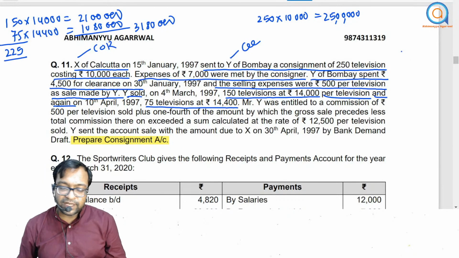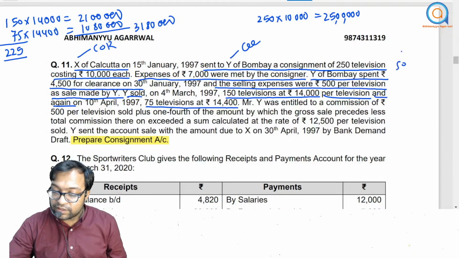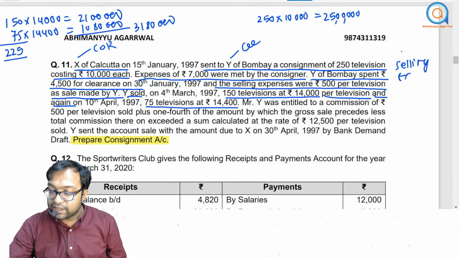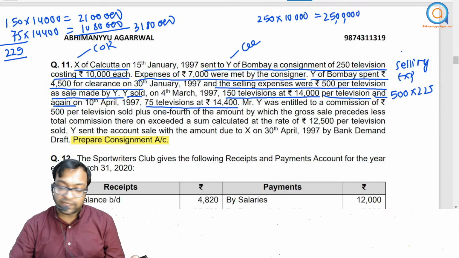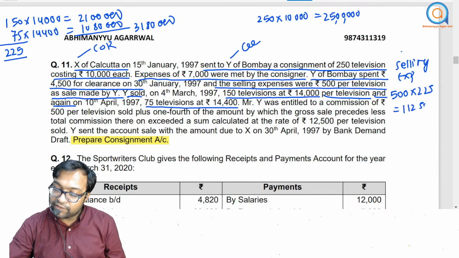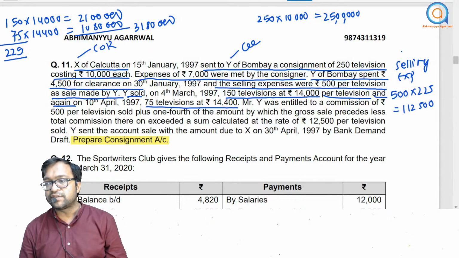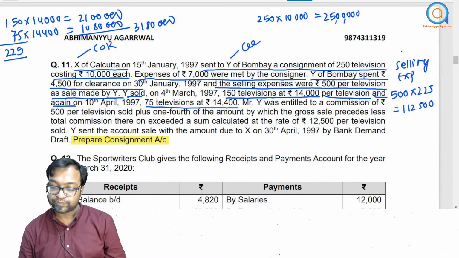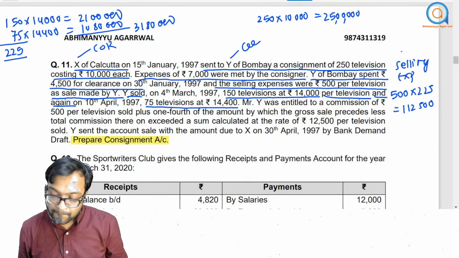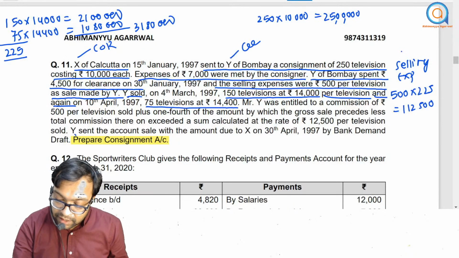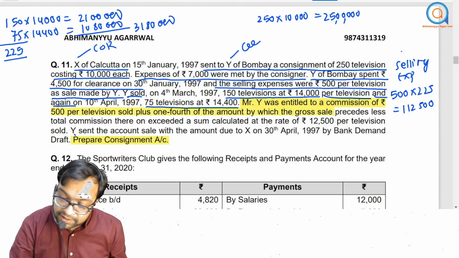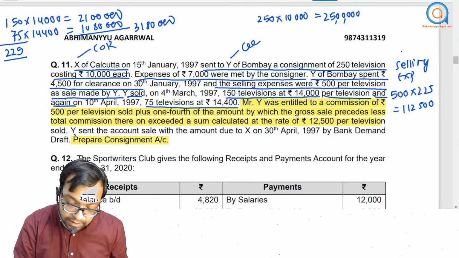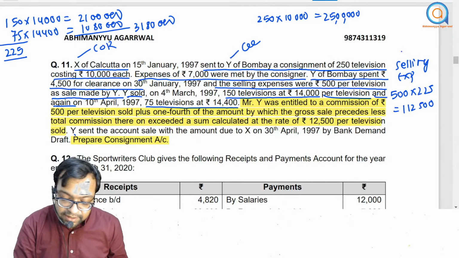Since the number of televisions sold is 225, your selling expense will be 500 per television sold, so 225 into 500. That is 1,12,500. 1,12,500. Am I clear? Then I want you to read this line on your own. I am not reading this. I'll read it afterwards. Let me read this line.